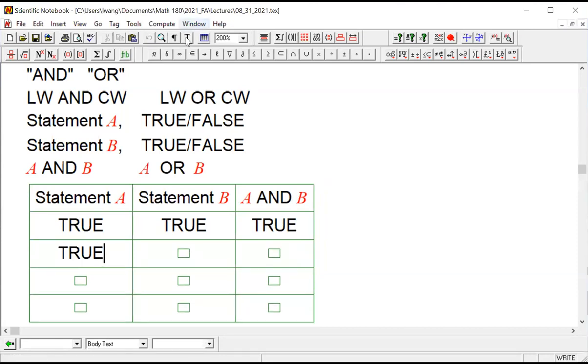Now, if statement A is true, but statement B is false, and we put these two together, one statement is true, the other statement is false. One person says, I want to sell the car, and he says, no. Can the car be sold? So when one statement is true and the other statement is false, A and B would be what? False. You follow me?